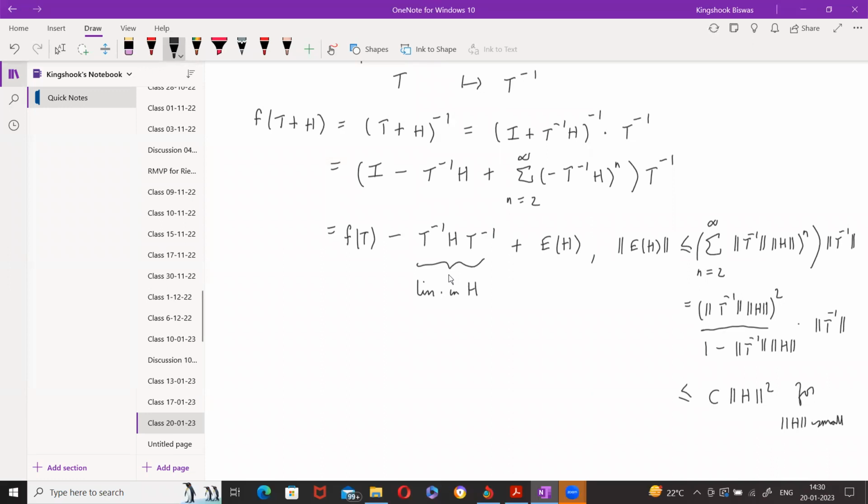Okay, because I have this norm H squared and the rest converges to a constant as norm H tends to 0. Is this clear? So that implies that the error term E of H is little o of norm H. And this map, it's easy to see this is a bounded linear map in H, right?